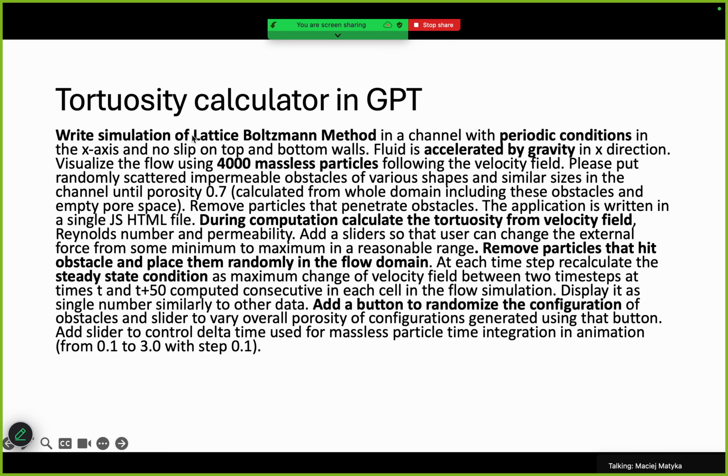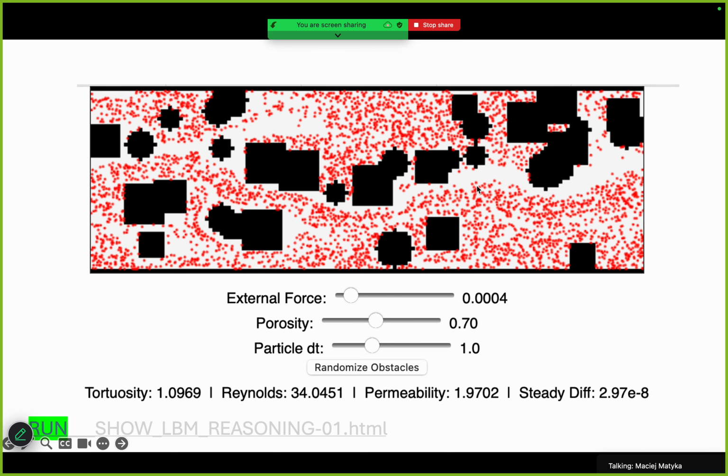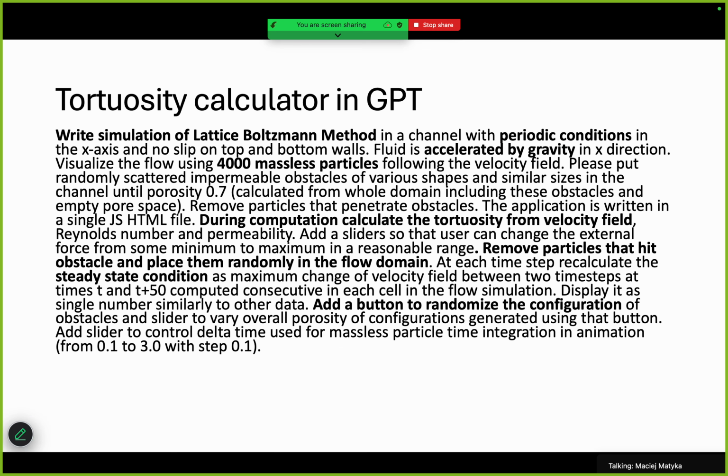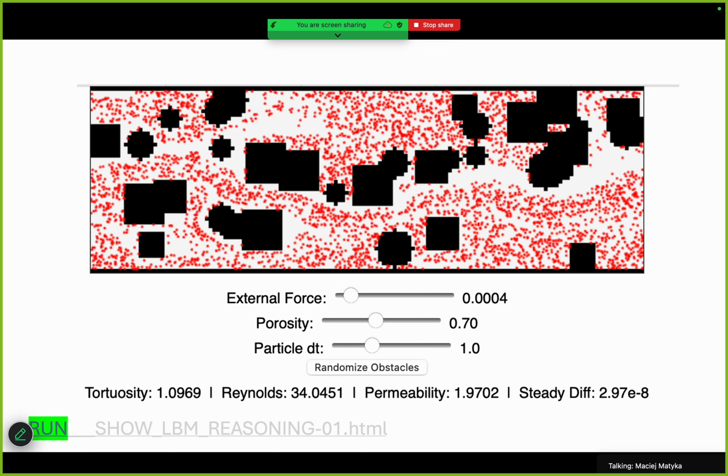And there is also, I'm sorry I didn't bold it, but there is information: please put randomly scattered impermeable obstacles of various shapes and similar sizes and so on. And this is the result. So this is an application that is created by a single prompt like that. And now I will explain to you how I got to this single prompt.